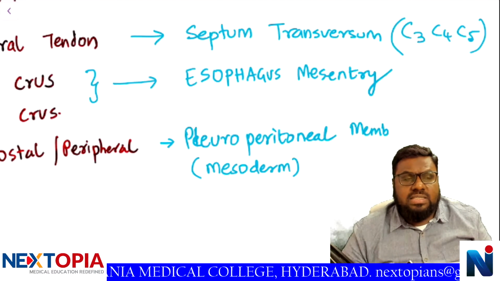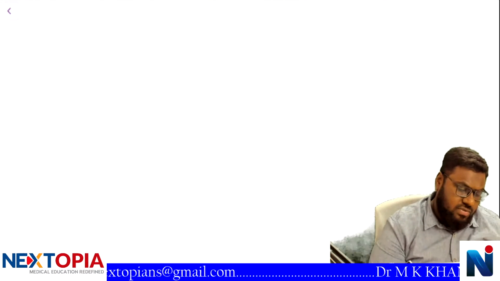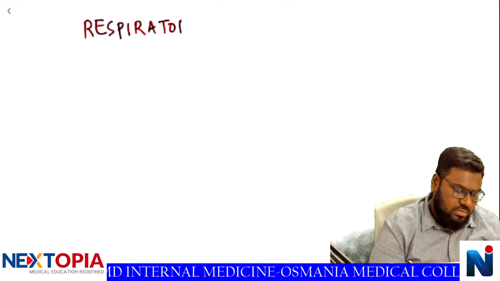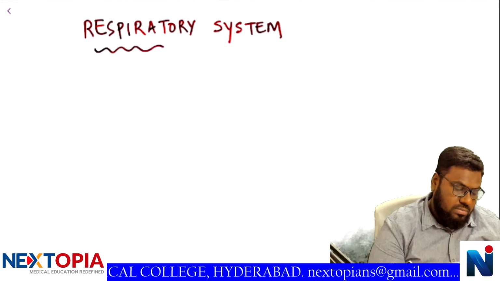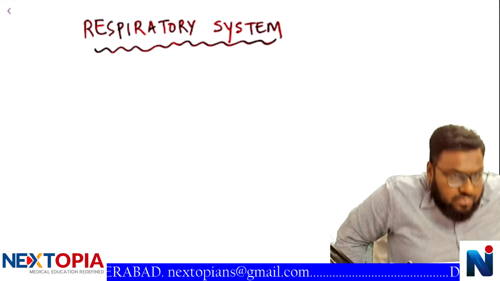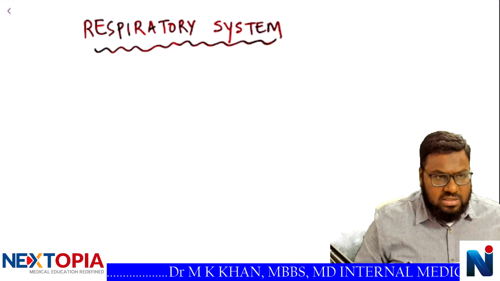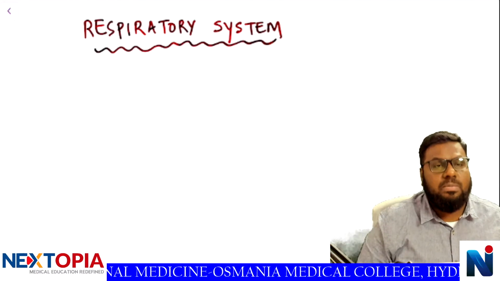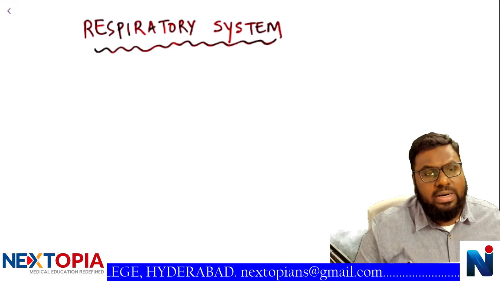Now, let us discuss the next point. We will discuss how the respiratory system is formed. The respiratory system is very unique in its formation. It has certain anatomical subdivisions. Anatomically, it is divided into right and left upper respiratory tract and right and left lower respiratory tract.